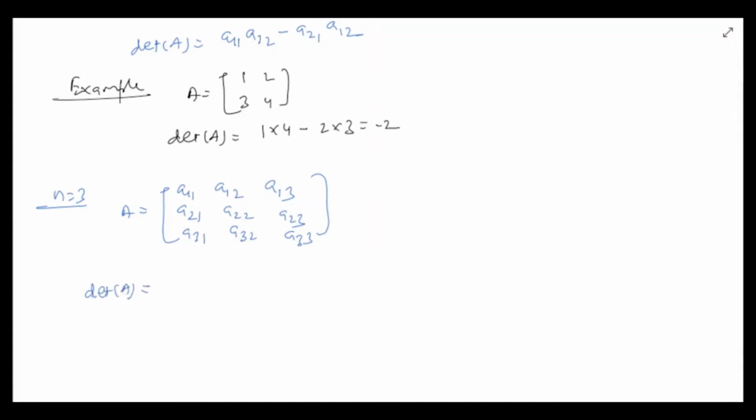I'll first illustrate what I mean by expansion along the first row. So I'll consider the first row here for expansion. I'll take the first entry of the first row. I will now ignore the row and the column corresponding to that entry. That is, I'll ignore the first row and first column, and I'll write the determinant of the remaining submatrix: A22, A23, A32, A33.